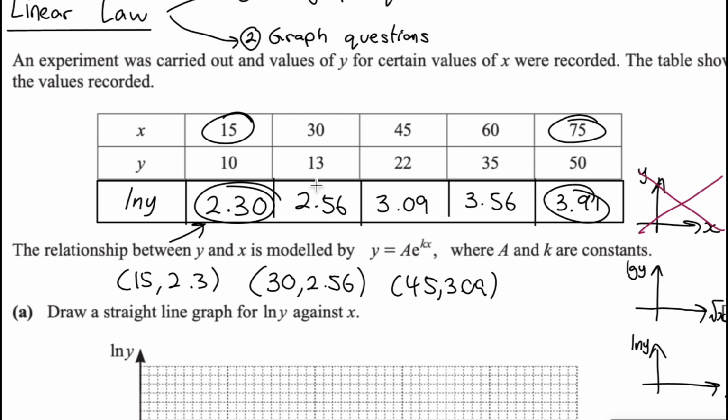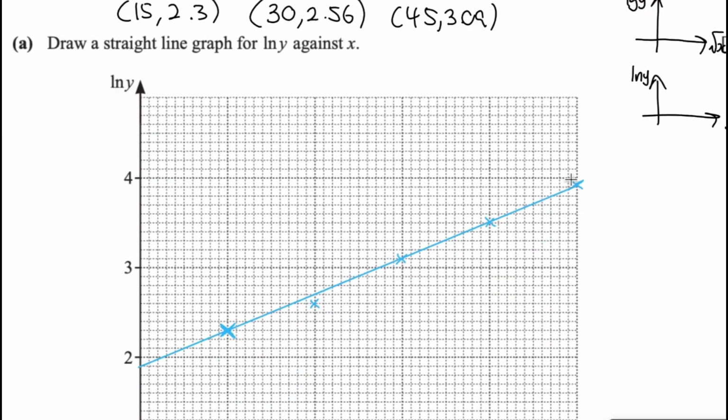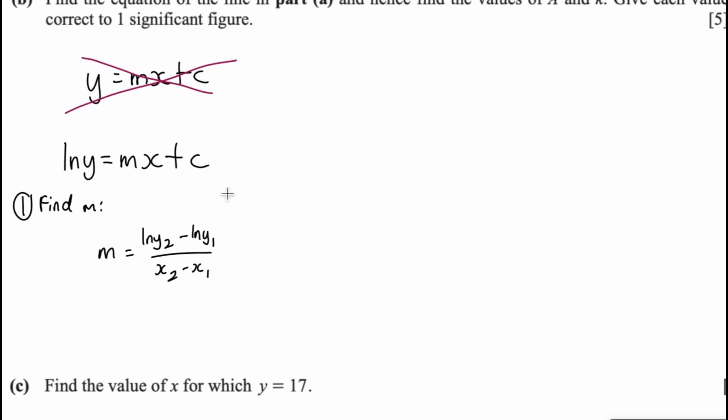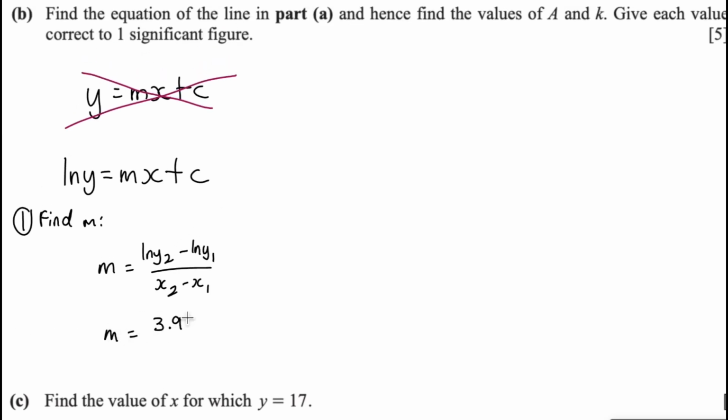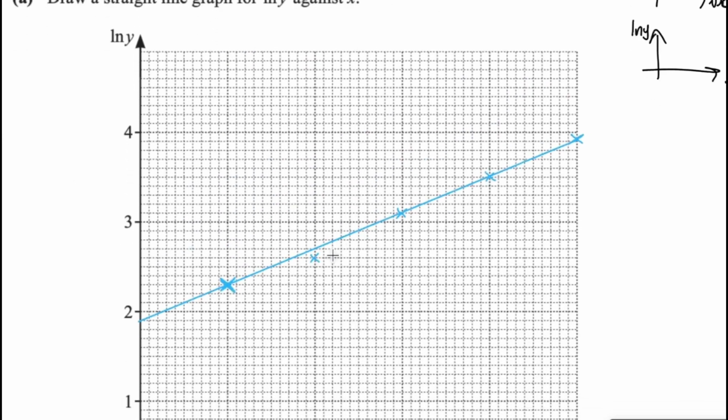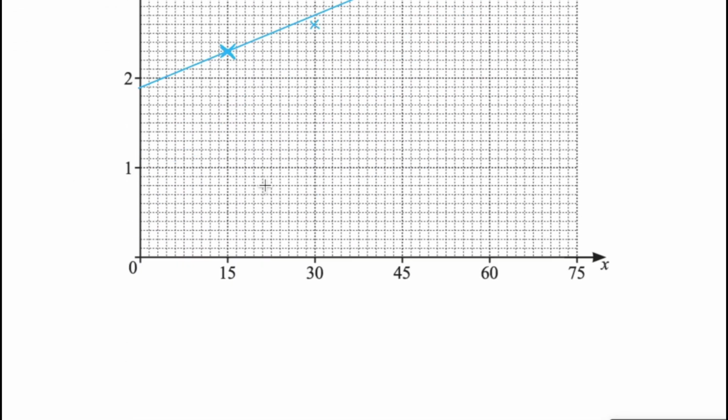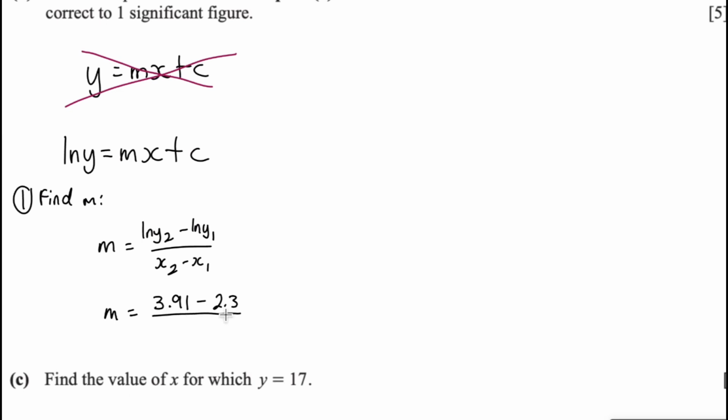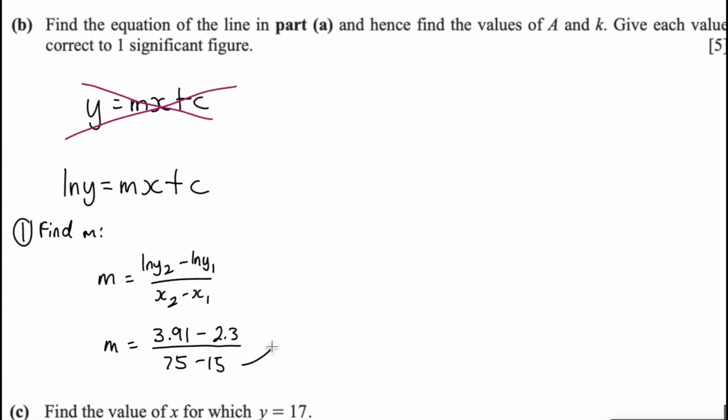I'll take 2.3 and 3.91 and subtract them. And then I'll divide that by 75 minus 15. So let me go ahead and show that. In this case, I'll do 3.91 minus, I think the number was 2.3 if I'm not mistaken. Yeah, 2.3, over 75 minus 15. And if we go up here, I'm just going to put that into my calculator. And that gives me 161 over 6,000. Alright, so that's our value of m.